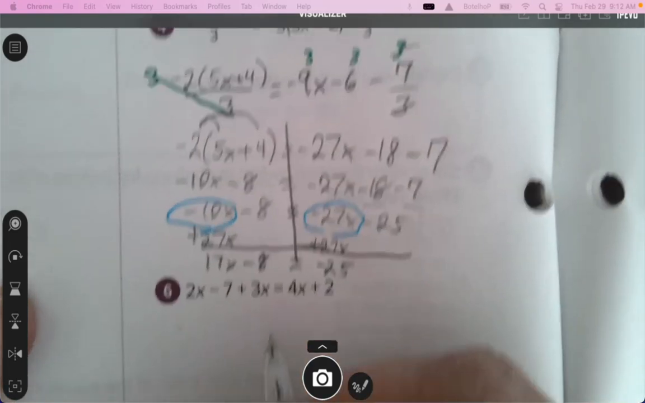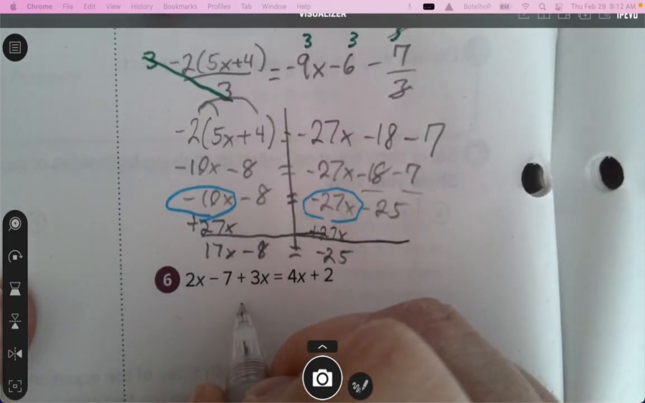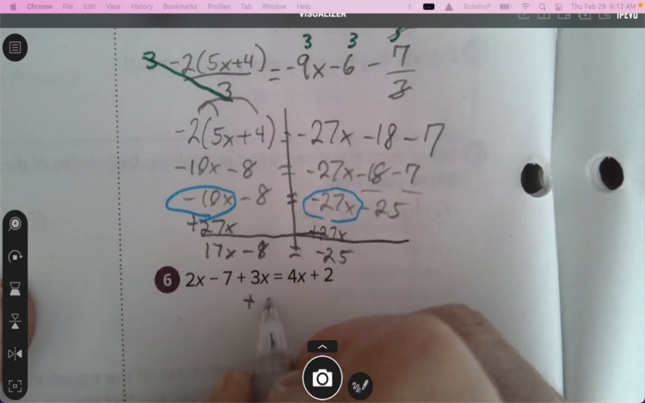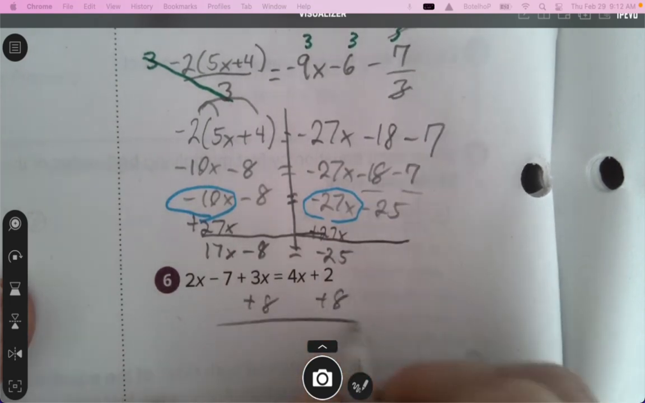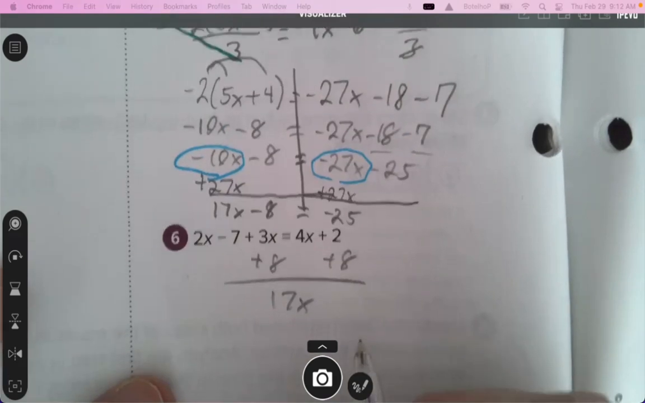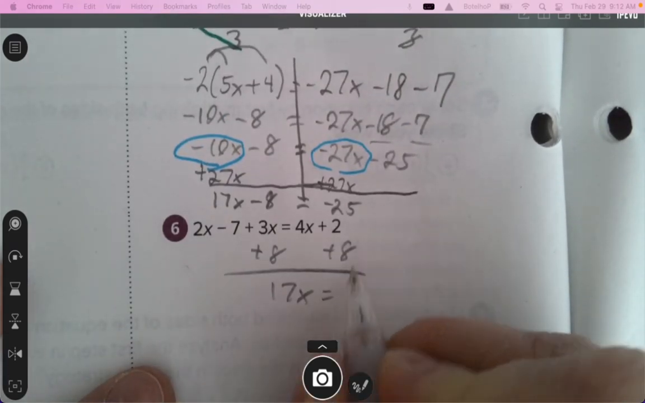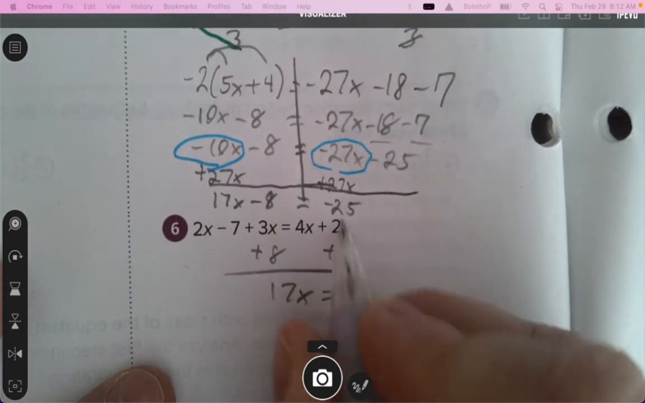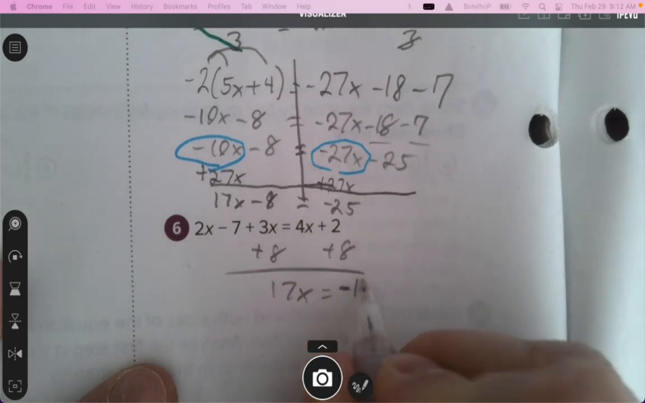I'm going on to the next problem. Just ignore this part here. Plus 8 on both sides. I really hope this works. Oh my gosh, it's going to work. 17x equals, subtract the numbers. There's more negatives, negative 17.